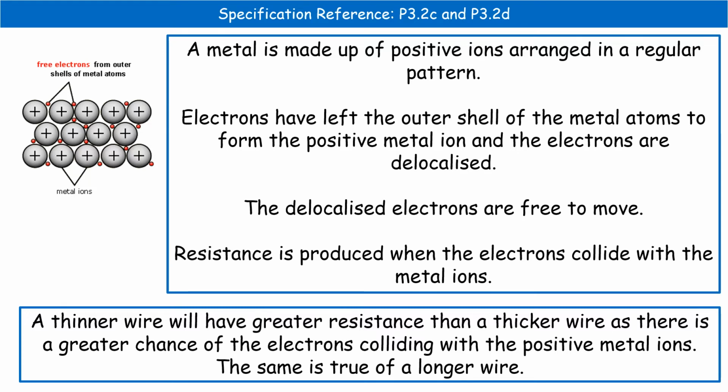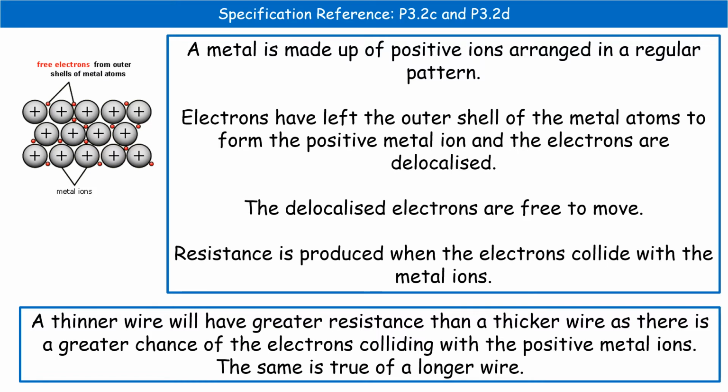If we wanted to investigate the length of the wire, rather than changing to different thicknesses, all we do is have a single piece of wire on a meter stick, connect your two croc clips about 10 centimeters apart first time, take your readings. Then go to 20 centimeters, take your readings, and so on all the way along.